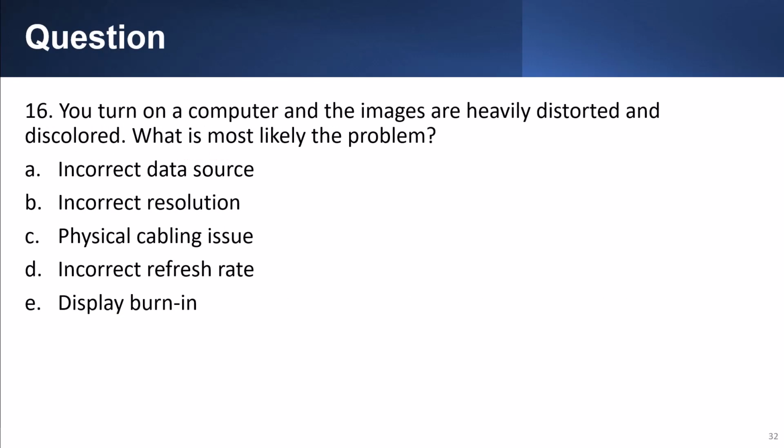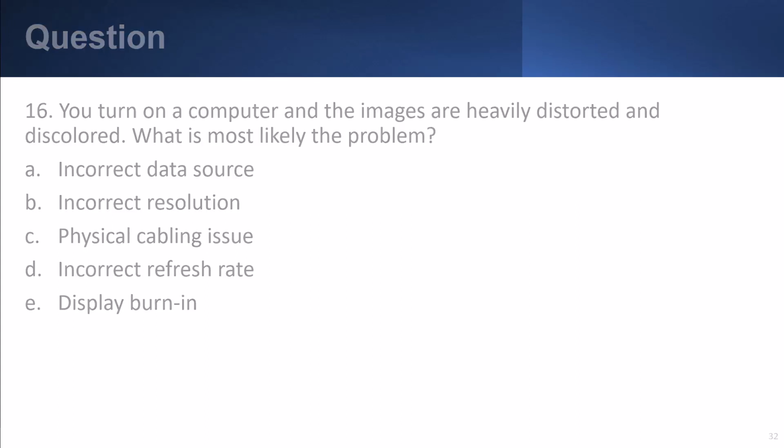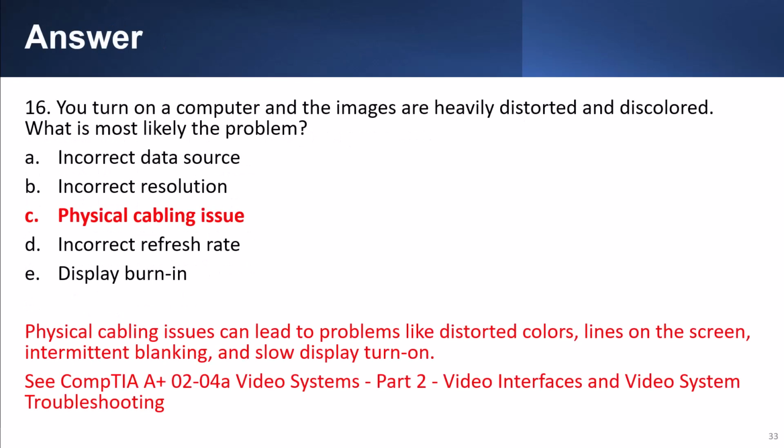Question 16. You turn on a computer and the images are heavily distorted and discolored. What is most likely the problem? Answer: physical cabling issue. Physical cable issues can lead to problems like distorted colors, lines on the screen, intermittent blinking, and slow display turn on.